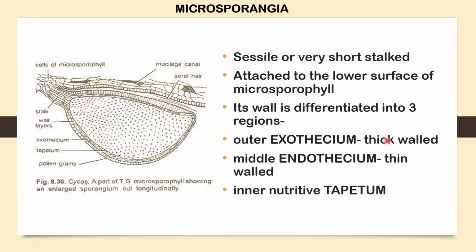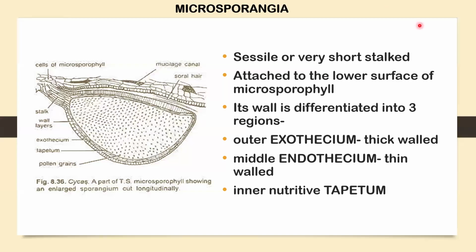Exothecium is thick-walled, the middle endothecium is thin-walled, and the inner nutritive tapetum provides nutrition to the developing pollen grains or microspores. Therefore, if we see the microsporangium, we can see the three layers: exothecium, endothecium, and tapetum. Several microspores are present, which finally develop into pollen grains.